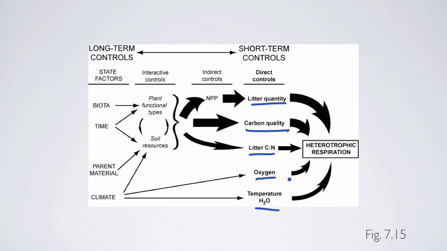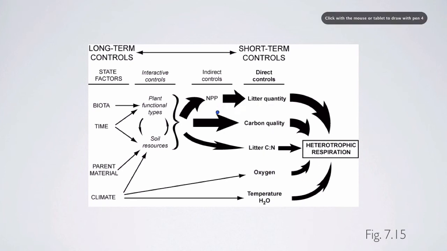Oxygen, temperature, and water all have positive impacts on heterotrophic respiration. So these direct controls have to do with the quantity and quality of carbon, as well as those proximal factors that directly impact the ability of microbes to respire. Oxygen, having enough water, and also high temperatures will positively impact heterotrophic respiration. So those are the direct controls. And the indirect controls are primarily considered to be NPP. The more NPP you have, the more litter, and the more heterotrophic respiration.